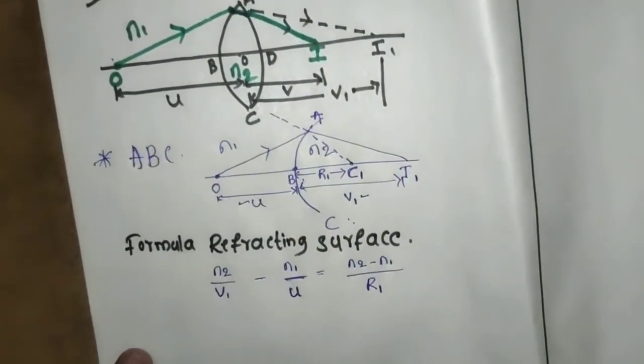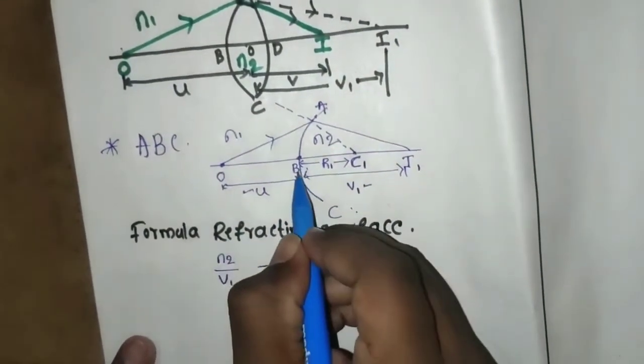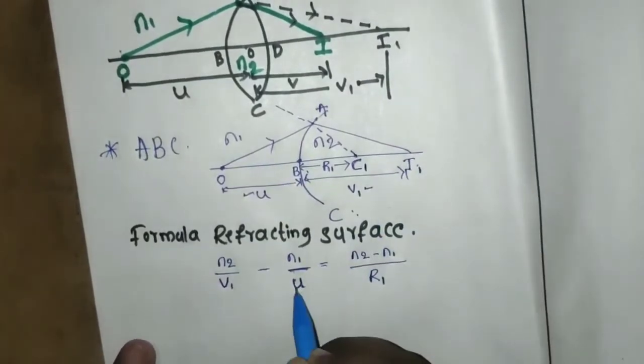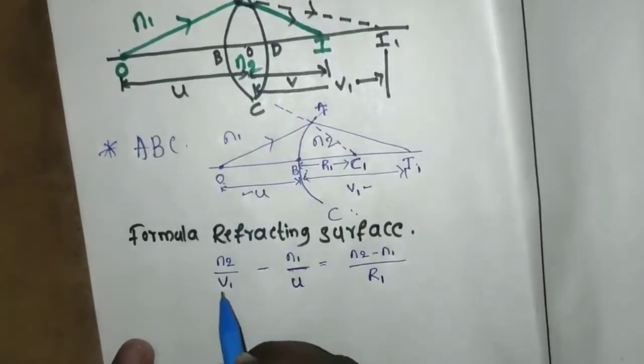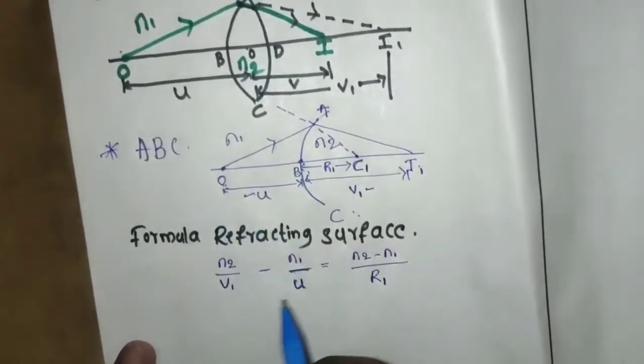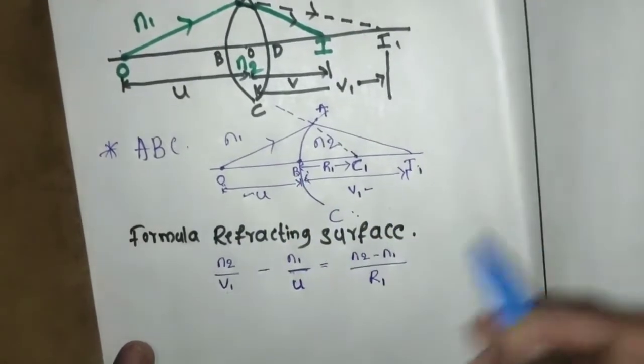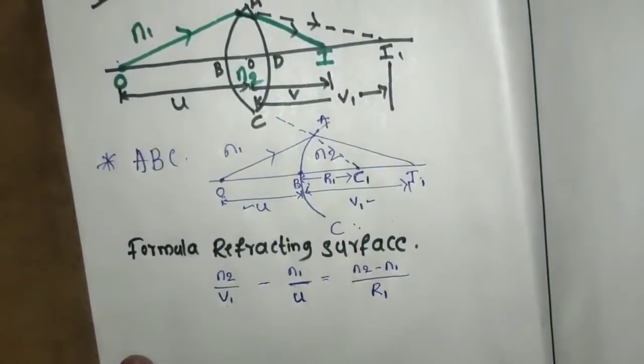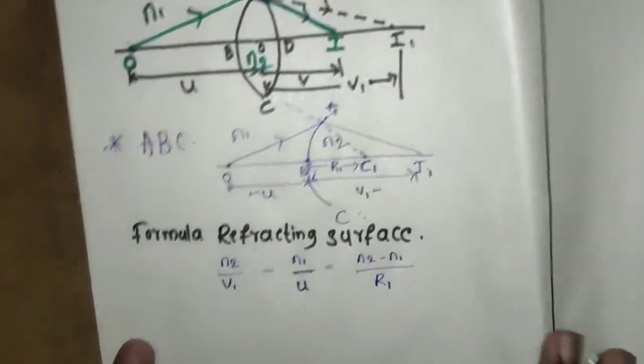Some other teachers write it like this: BO for u and BI1 for V1, which is also right. Directly I am writing here the image distance and the object distance.